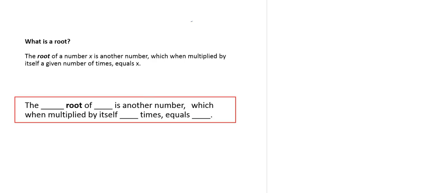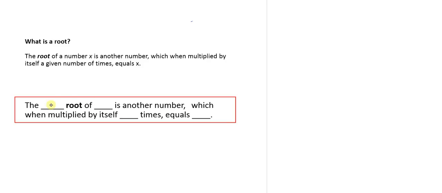So what is a root? Well, the root of a number x is another number which, when multiplied by itself a given number of times, equals x. That sounds awfully wordy and can be kind of confusing when you read it that way, but if we break it down and show an example, it should become much more clear.